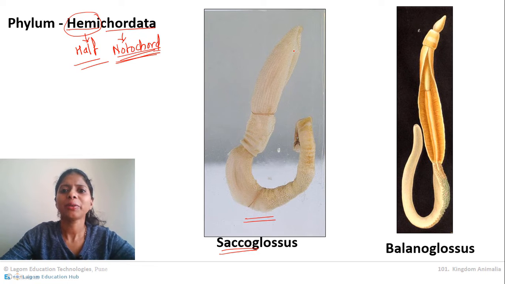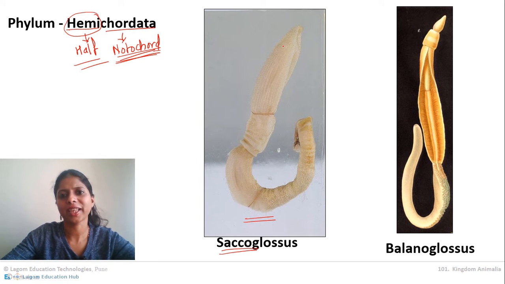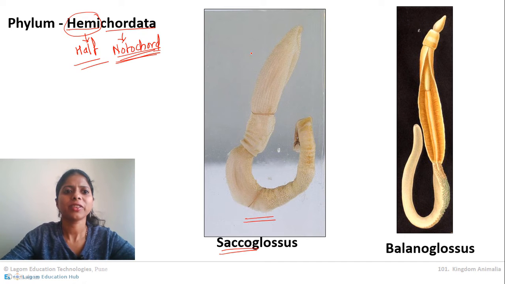So let us try to understand some characteristics of these animals. The first characteristic is that they are half chordates. That's why they are called Hemichordata. Now what do you mean by half chordate? That we will try to understand a little bit later on. First we will try to understand their general characteristics.